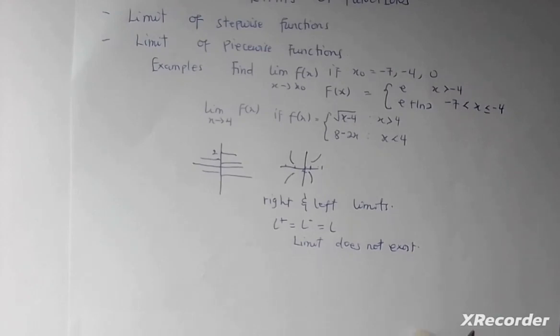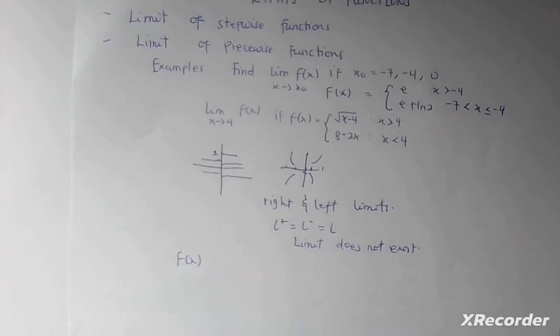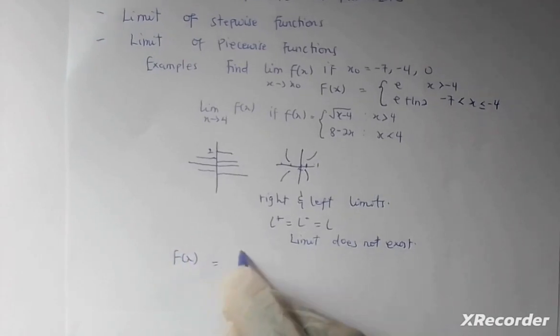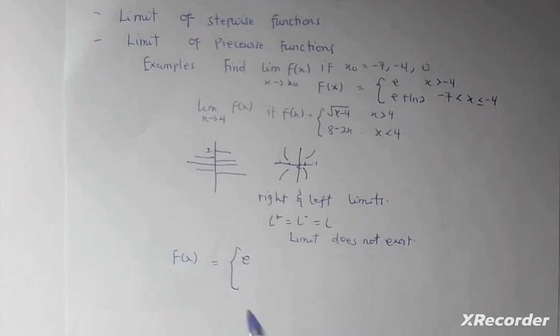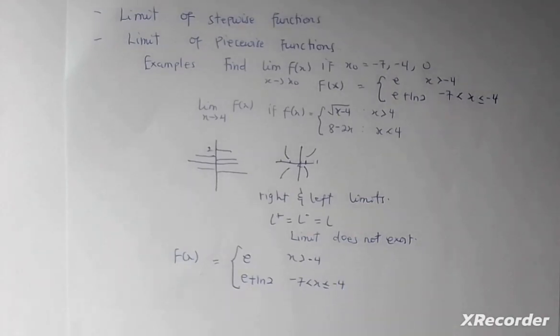So let me take one first stepwise function. So I have f of x, and this f of x is equal to one constant value e. I've explained e as Euler's number, and it has a value. Then you have e plus ln of 2, which is also a constant. And this e is defined over x greater than negative 4. Then this part is also defined over negative 7 less than x less than or equal to negative 4. So this is a stepwise function.